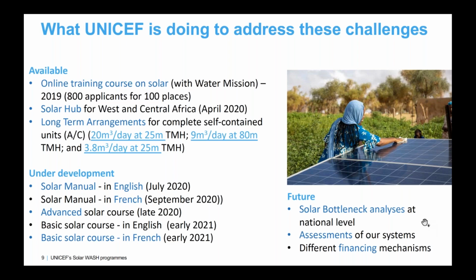A solar hub has been put in Western Central Africa to cover the needs for those countries on technical assistance, and there are other long-term agreements that we have with organizations to cover self-contained units, such as the ones that you see here. And under development, we have some products: solar manuals and an advanced solar course that will be provided by the end of this year, and in future. Bottleneck analysis, assessments, and different financing mechanisms that we are going to explore.